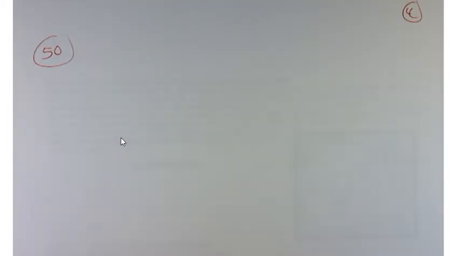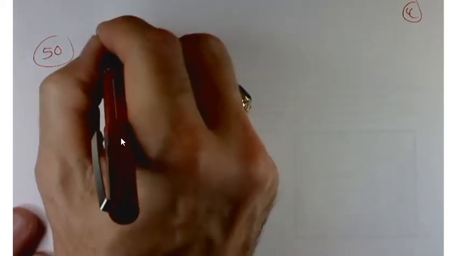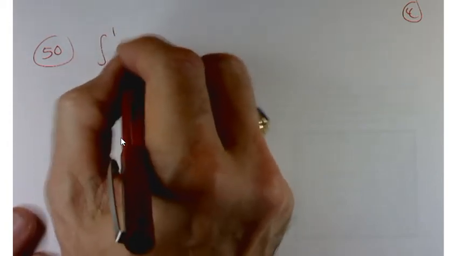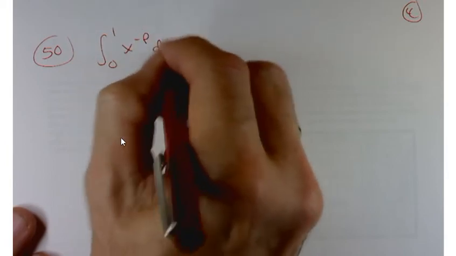Let's do problem number 50. Number 50 is going to start hinting at some general results that we're going to use later on when we're working with Taylor series and things like that. Taylor series, Maclaurin series. The integral from 0 to 1 of x to the negative p dx.